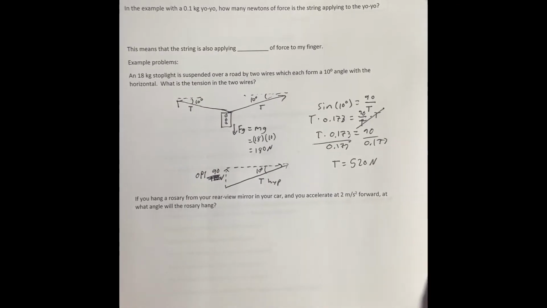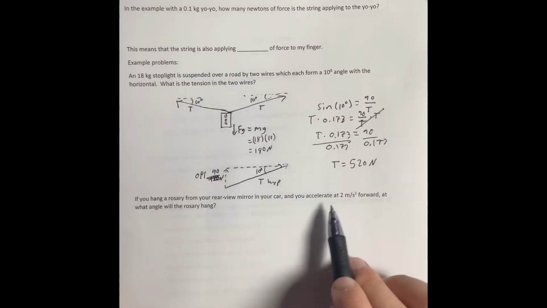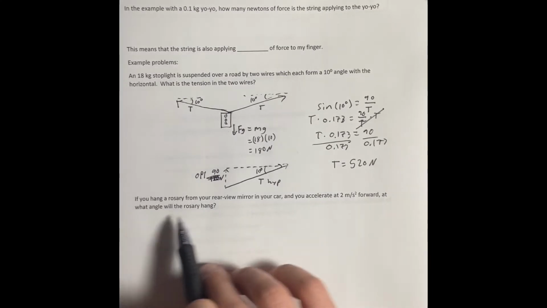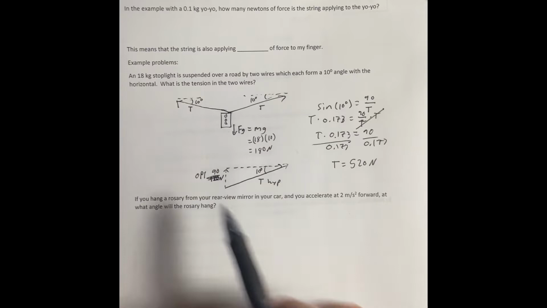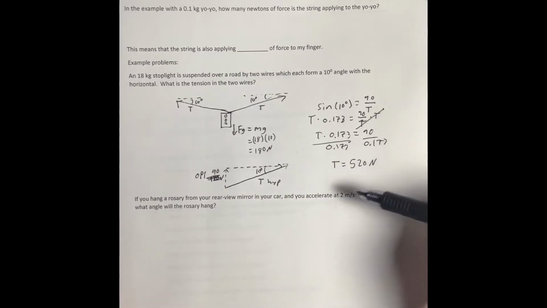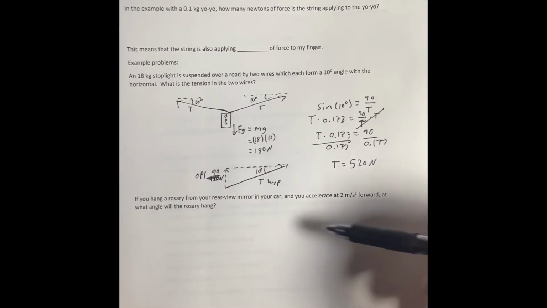Okay, the second one also involves vectors and components. It says, if you hang a rosary from your rear view mirror in your car and you accelerate at 2 meters per second squared forward, at what angle will the rosary hang? All right, this one has to do with forces and acceleration.